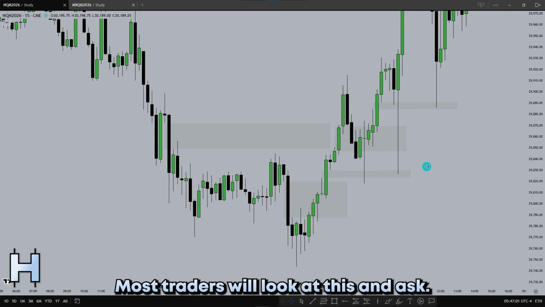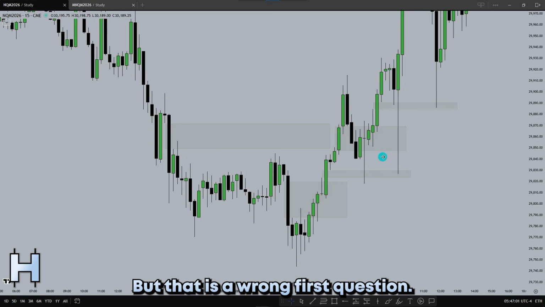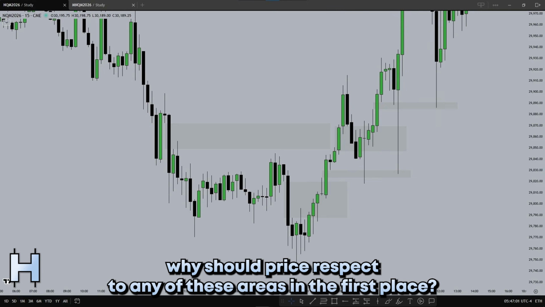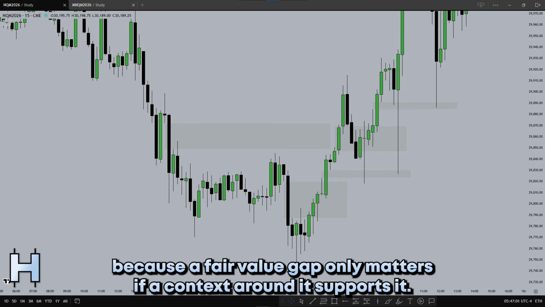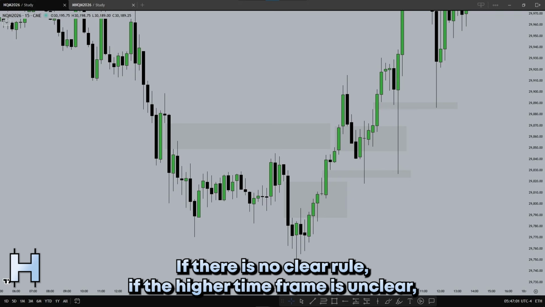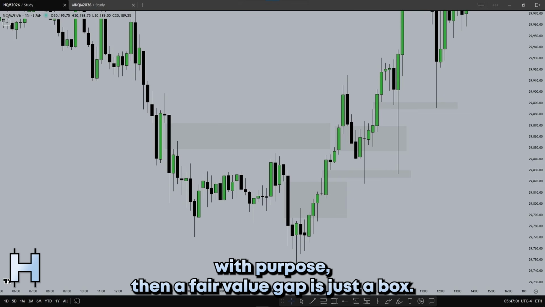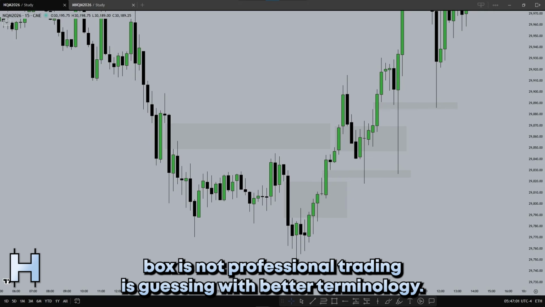Most traders will look at this and ask, which fair value gap should I enter from? But that is the wrong first question. The first question should be, why should price respect any of these areas in the first place? That is the key, because a fair value gap only matters if the context around it supports it. If there is no clear draw, if the higher time frame is unclear, if the market is chopping around, if there is no displacement with purpose, then a fair value gap is just a box. And trading a random box is not professional trading, it is guessing with better terminology.